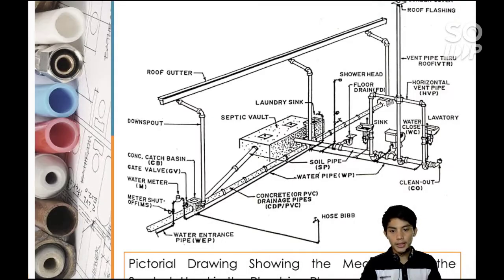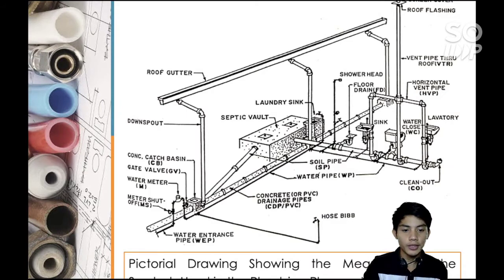Here we have the pictorial drawing showing the meanings of the symbols used in the plumbing plan. This is like the previous one but described more specifically and in more detail. The acronyms now have meaning. The HB is hose bib, and so on.